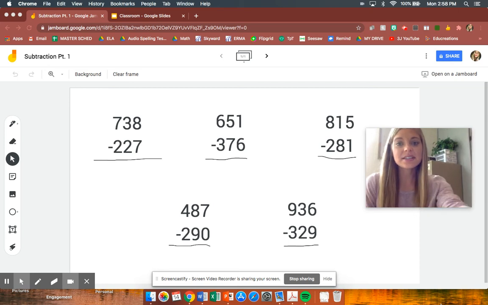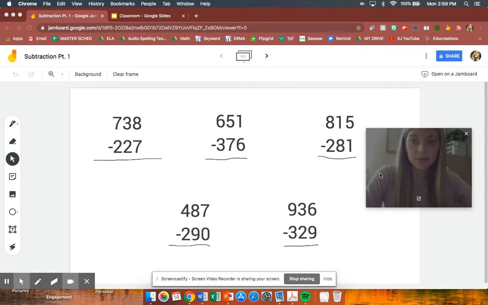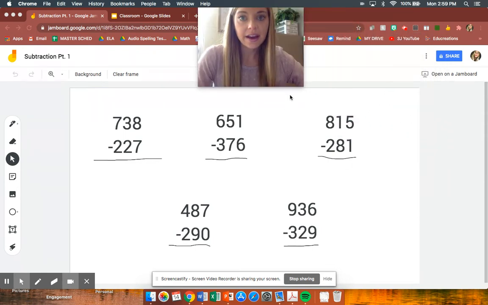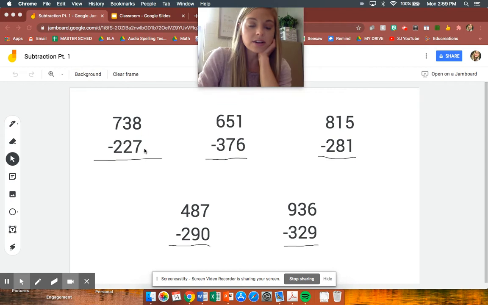Hi students. Today we're going to work on subtracting with place value. This is the kind of subtraction that you always do. We're just going to keep practicing it. We have three digits here. We have a hundreds place, a tens place, and a ones place.